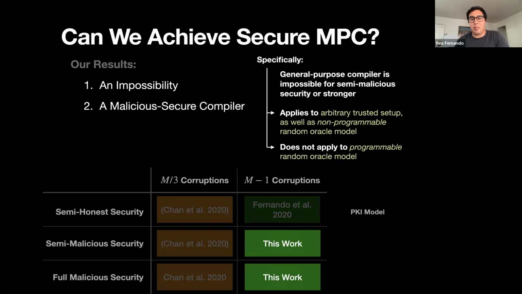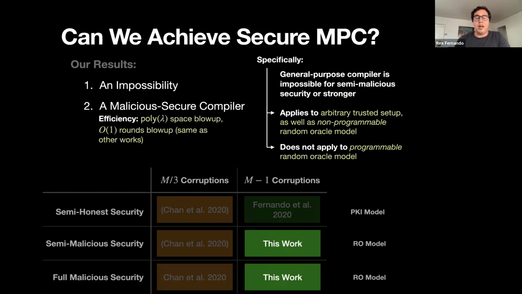And so the reason that we're able to do this is we first observe that our impossibility result does not apply to the programmable random oracle model. And so indeed, our compiler is given in this stronger model. And we're able to achieve the same efficiency properties as previous work, and the assumptions we rely on are succinct non-interactive arguments, indistinguishability obfuscation, fully homomorphic encryption, and the learning with errors assumption.